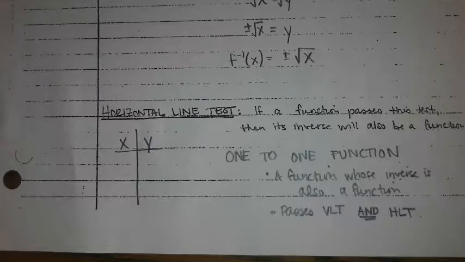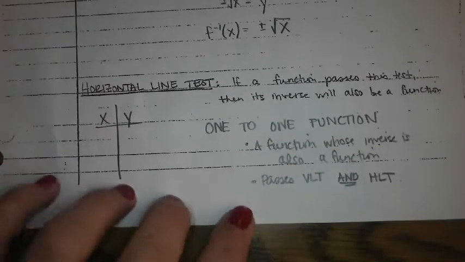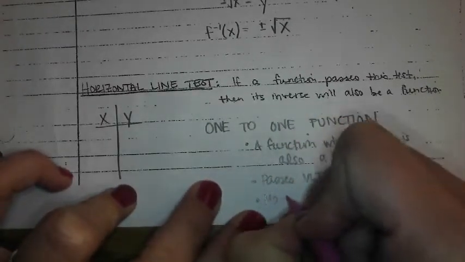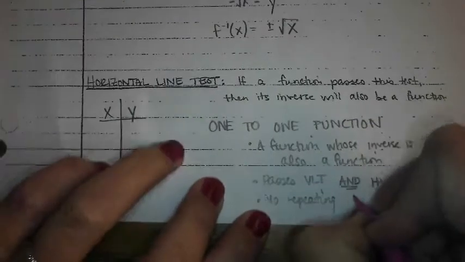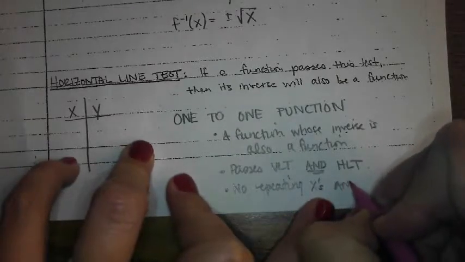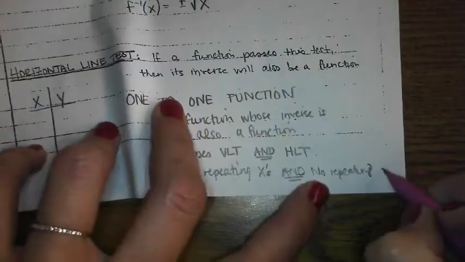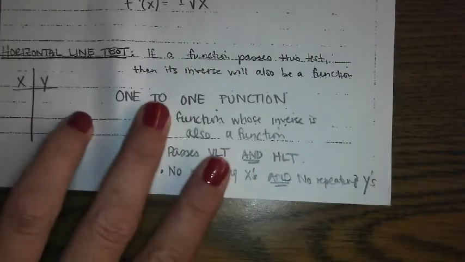So what from the table would tell you that it's not a one-to-one function? Correct. If the y's are repeating. So if you're looking at a table, the third way to notice a one-to-one function is that there's no repeating x's. Obviously, that makes it a function. And no repeating y's. That's what makes it a one-to-one function.